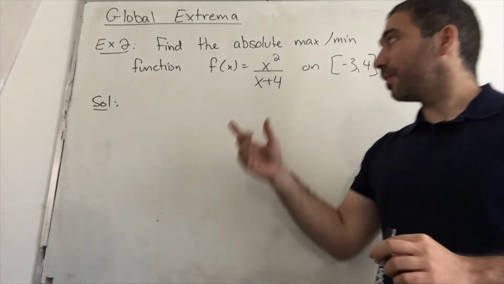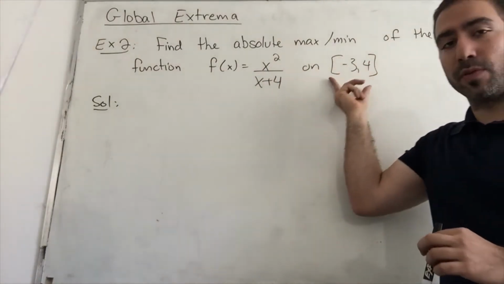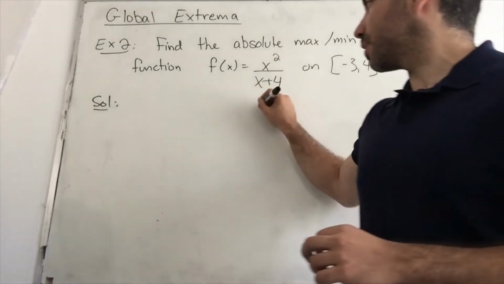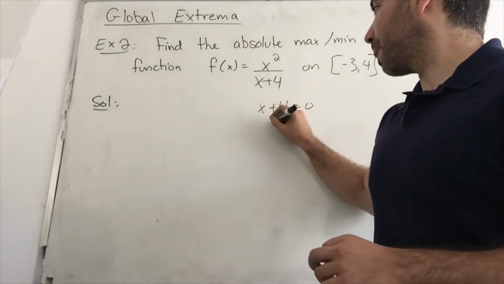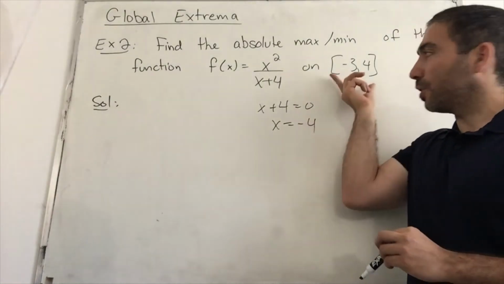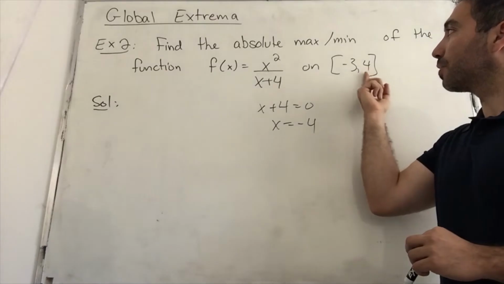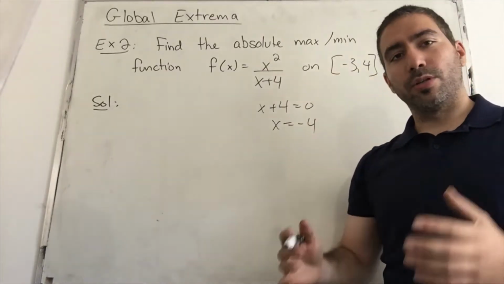But although it's not continuous everywhere, it is continuous on the interval. So the issue here occurs when x plus 4 equals 0, meaning that x equals -4. But is -4 on our domain, on the closed interval that we're working with? No, it starts at -3 and goes to 4. So -4 is outside that interval, so we're okay.